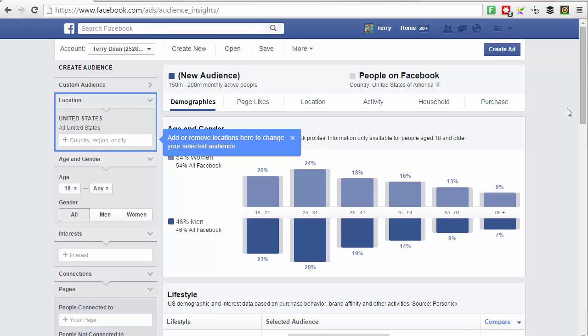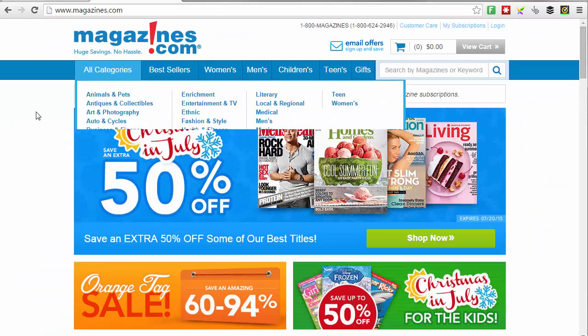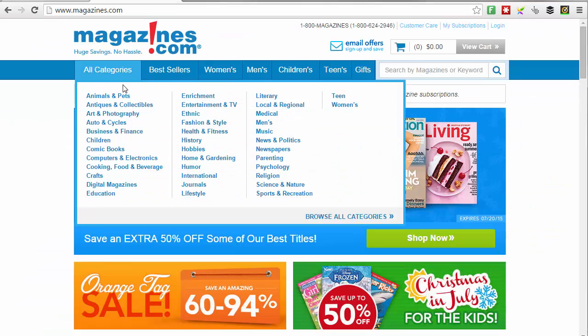So to get started, we need an interest to start targeting. Now let's look at organic gardening, because we talk about that in one of the other videos. And for organic gardening, some of the things that we can look for is, first of all, is there a magazine in the industry? Because if there's a magazine in the industry, we could target that as an interest. I'm going to jump over to magazines.com and I'm going to quickly look to see if there's a magazine that has to do with organic gardening.